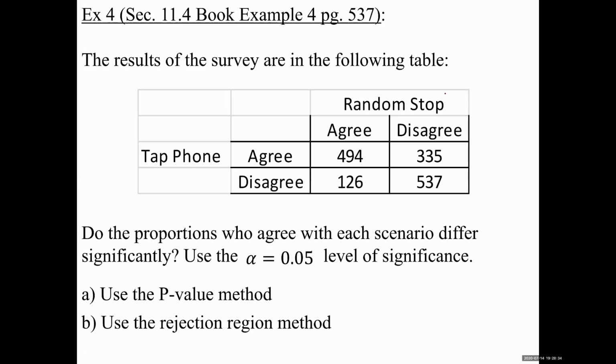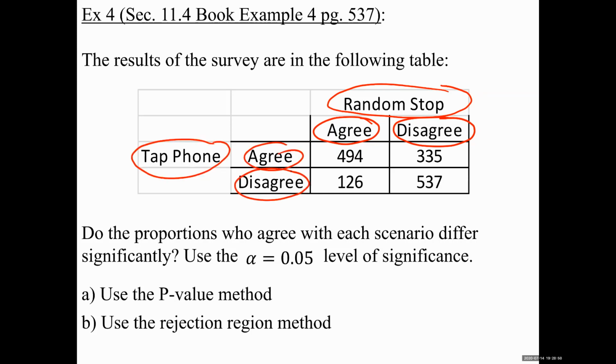So the random stop, do you think it's cool for people to randomly stop and search people? Yes or no. So agree would be yes, disagree would be no. And then they also ask, is it okay if we tap people's phones? And then the answer is yes or no. And based off their two answers, we get these numbers in the table.